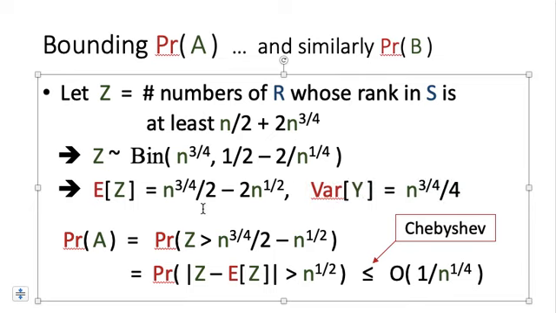Now we have these two, so we can find the probability of A. The probability of A means the case where there are so many numbers with large rank inside the set R. Using the expected value and the variance here, we can change this probability into a form where we can apply Chebyshev's inequality. After the application, we find that this is smaller than or equal to, again, 1 divided by n to the power some constant.